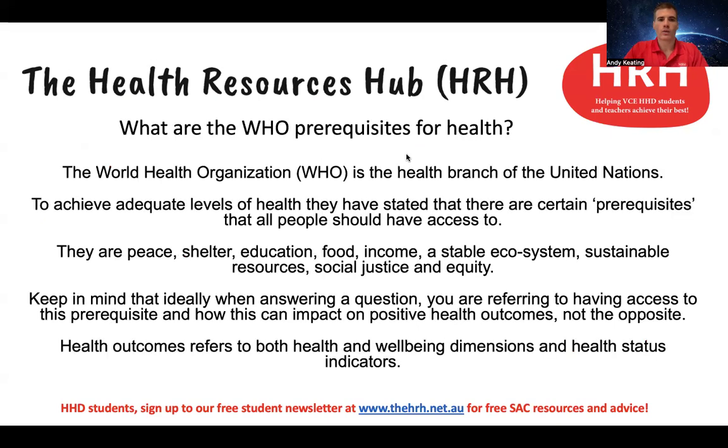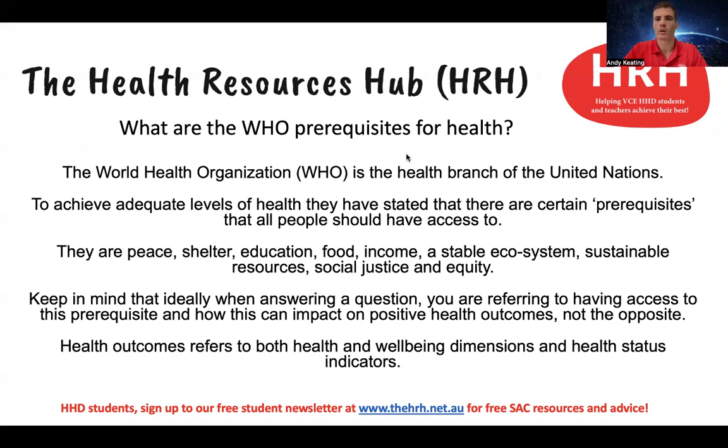So what are the WHO prerequisites for health? You might have heard that the WHO, or the World Health Organization, is the health branch of the United Nations. Essentially they've said that to achieve adequate levels of health across the globe, there are certain prerequisites that individuals and people should have access to. And they're mentioned there: peace, shelter, education, food, income, a stable ecosystem, sustainable resources, social justice, and equity.